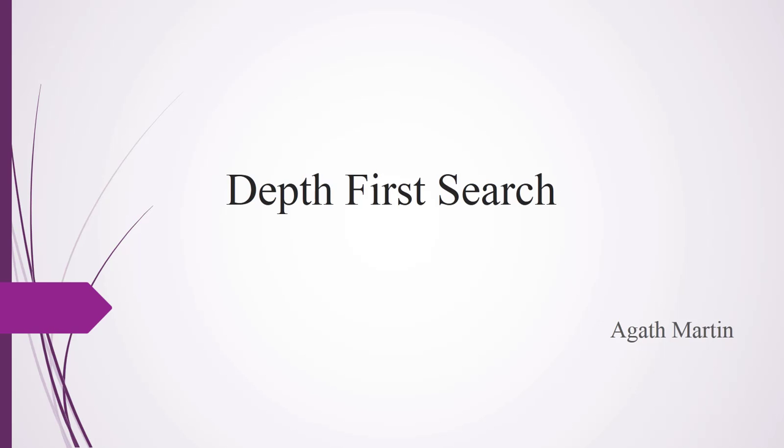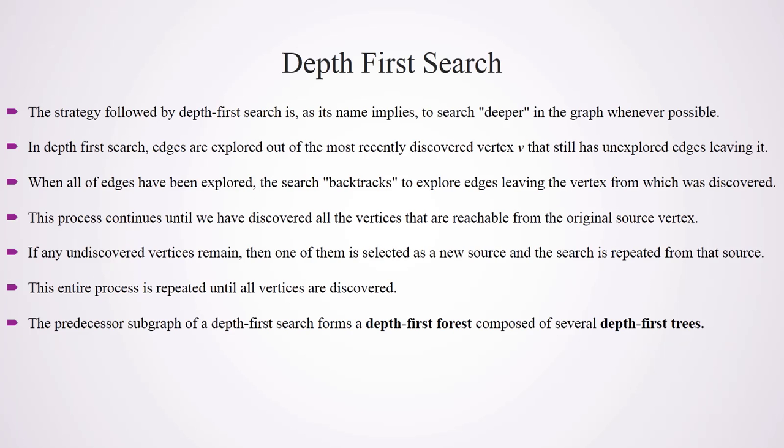Hello students, in this video I would like to discuss depth first search. The strategy followed by depth first search is, as its name implies, to search deeper in the graph whenever possible. In depth first search, edges are explored out of the most recently discovered vertex V that still has unexplored edges, leaving it. When all the edges have been explored, the search backtracks to explore edges leaving the vertex from which V was discovered. This process continues until we have discovered all the vertices that are reachable from the original source vertex.